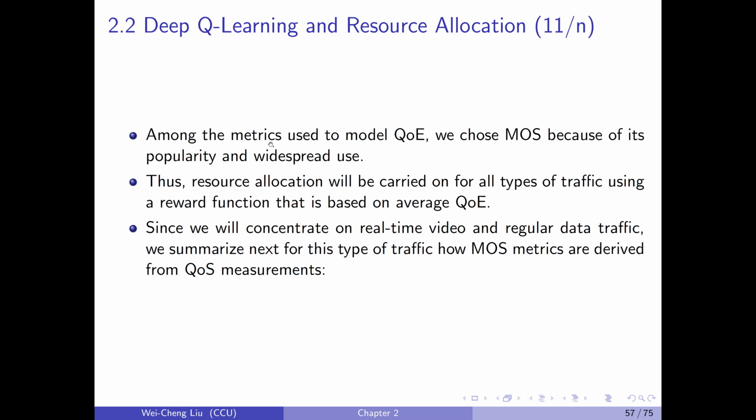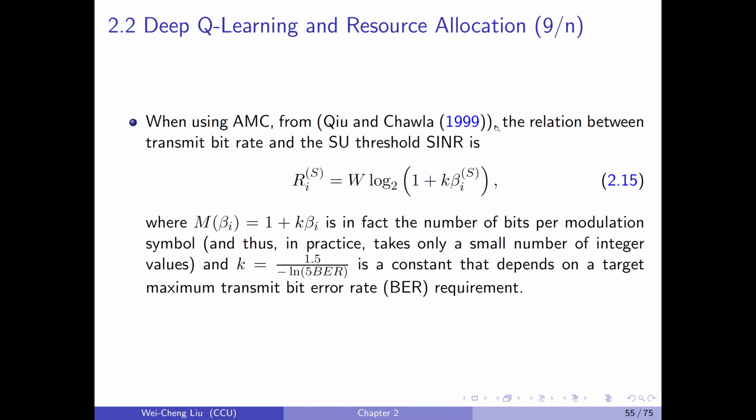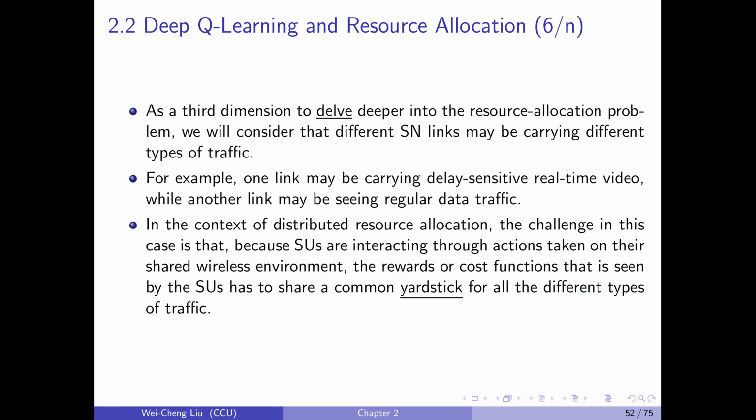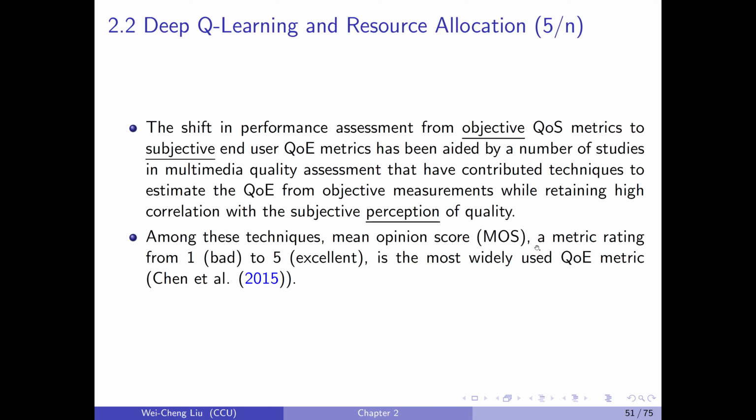Among the metrics used to model QoE, we chose MOS. What is MOS? Let us see. On page 51, among these techniques, mean opinion score, MOS, a metric rating from 1 (bad) to 5 (excellent), is the most widely used QoE metric.